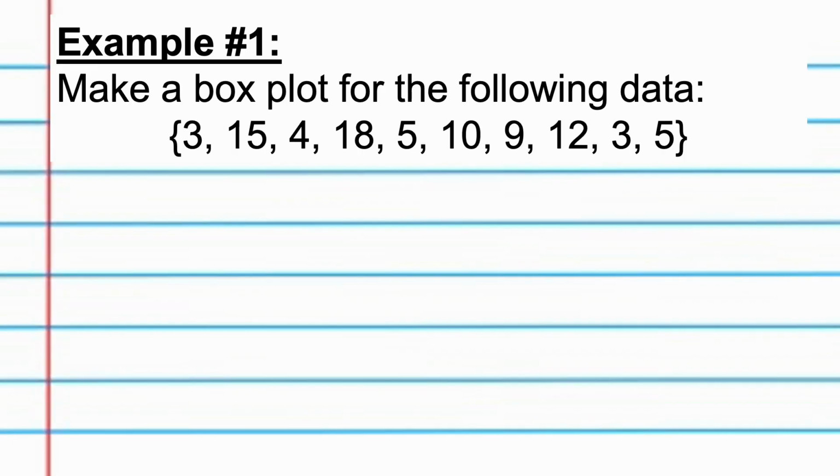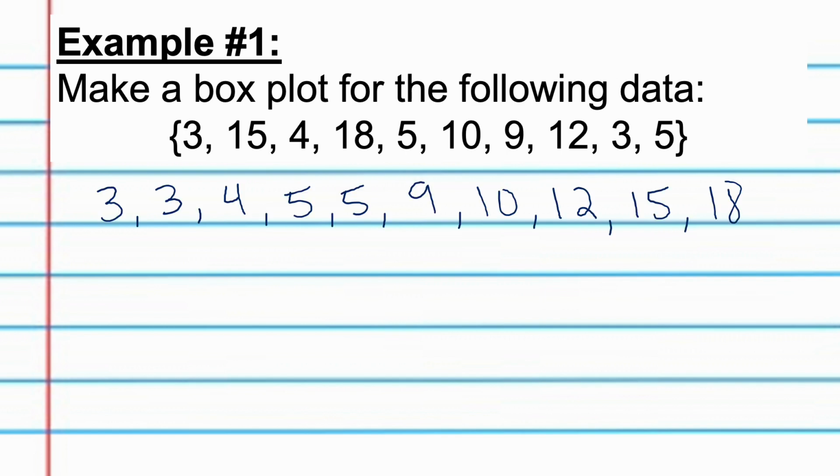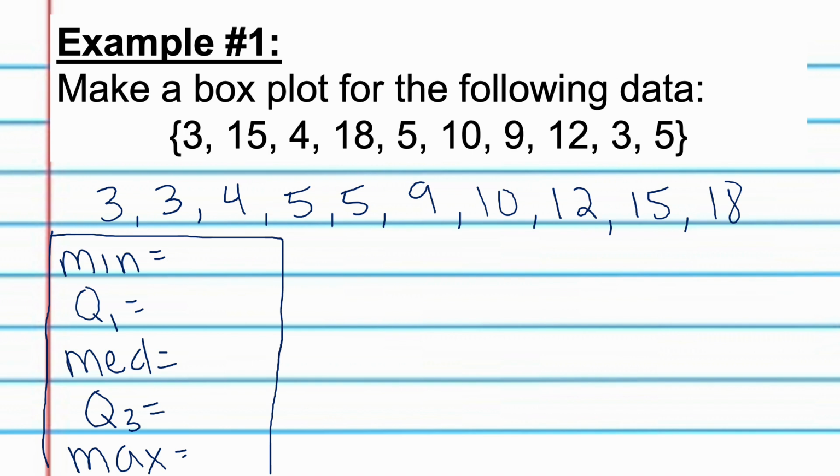Alright, example number 1. So when we go to make a box plot, step 1 is to put our numbers in order from smallest to largest. So let's go ahead and take a second and do that. Perfect. Okay, now the second thing we need to do is set ourselves up for success by writing out what values we are trying to find out of our data set.